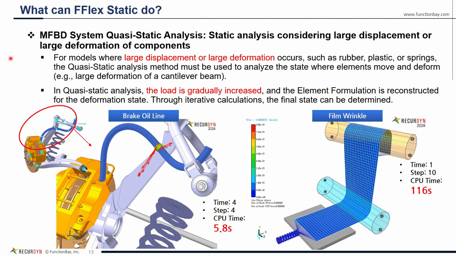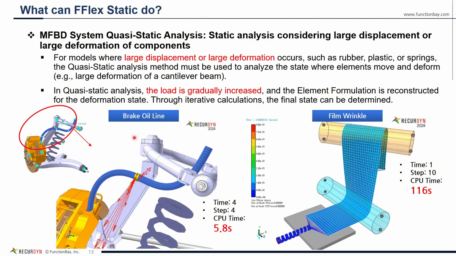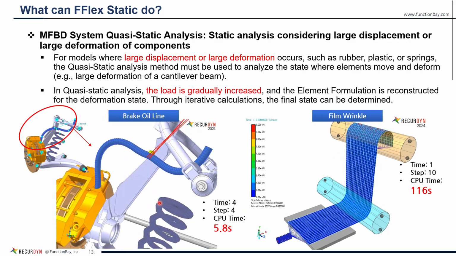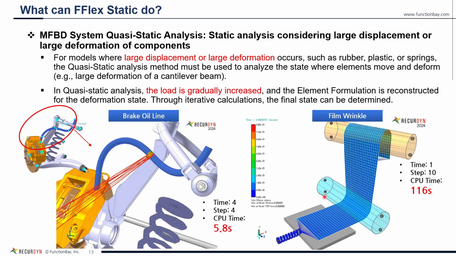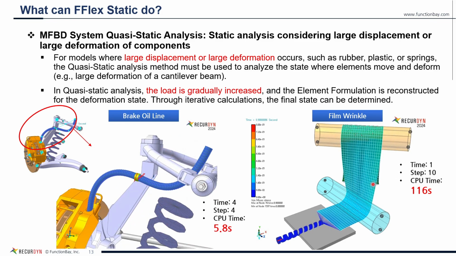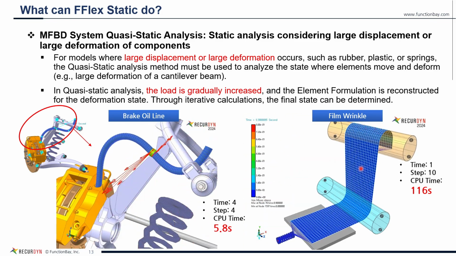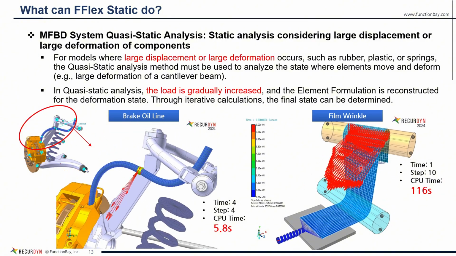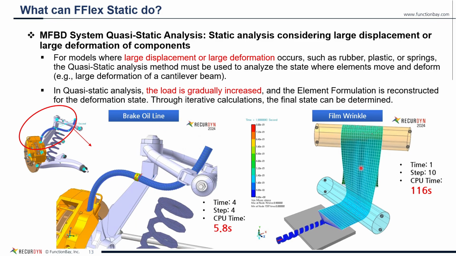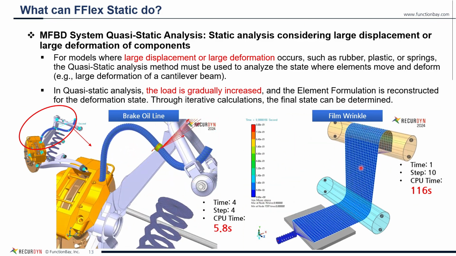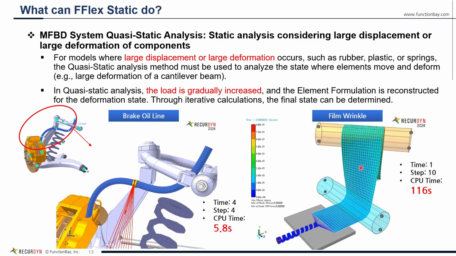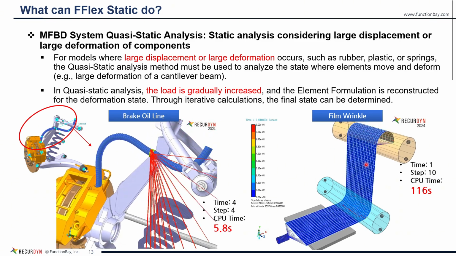This is the large deformation analysis. The model on the left is a brake oil line. It analyzes 4 steps, and as you can see, a large deformation occurs. But the results can be viewed quickly through static analysis. The model on the right shows the wrinkle of a film. Here, this model is particularly challenging for static analysis to converge due to simultaneous translational and rotational displacements of the shell body. Nevertheless, as shown, it converges very effectively with the RecurDyn static solver. It took only 116 seconds.